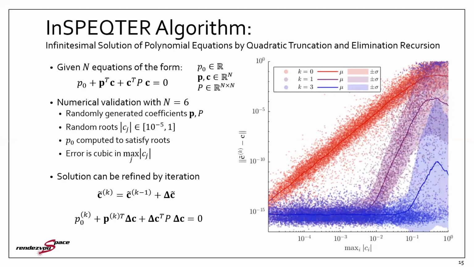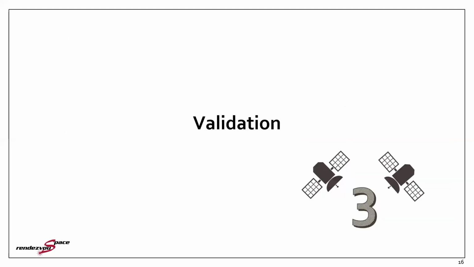And we see that after 3 iterations, the algorithm has essentially converged to numerical precision for nearly all test cases within the valid range. So it works very well with these purely mathematical test systems. But next, let's look at some validation results when we combine the InSPEQTER algorithm with the new second-order ROE model and apply them to simulated relative mission scenarios.